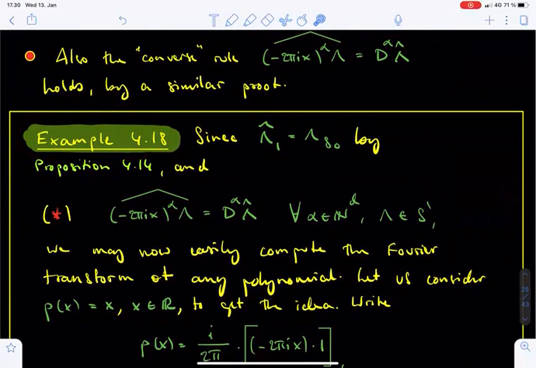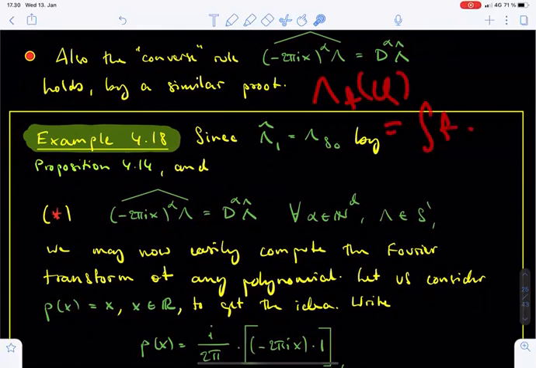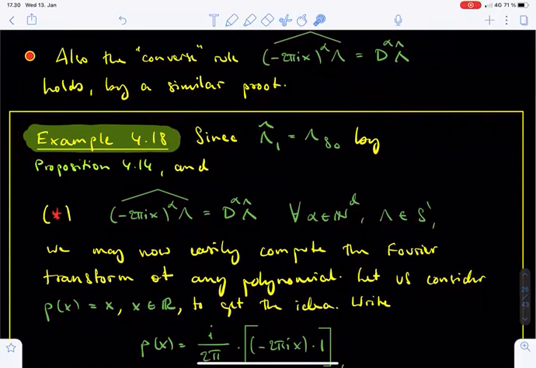Recall that any polynomial f, or more generally, a polynomially bounded function f, induces a tempered distribution lambda subscript f by the familiar formula lambda subscript f at phi equals the integral of f times phi. So the Fourier transform of polynomials is well defined as the tempered distribution hat lambda subscript f. In example 4.18, we will find a more concrete expression for this object.